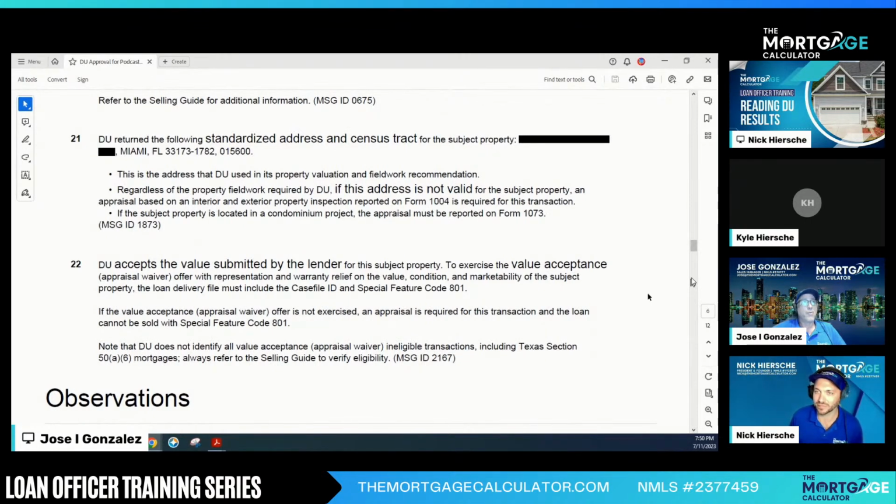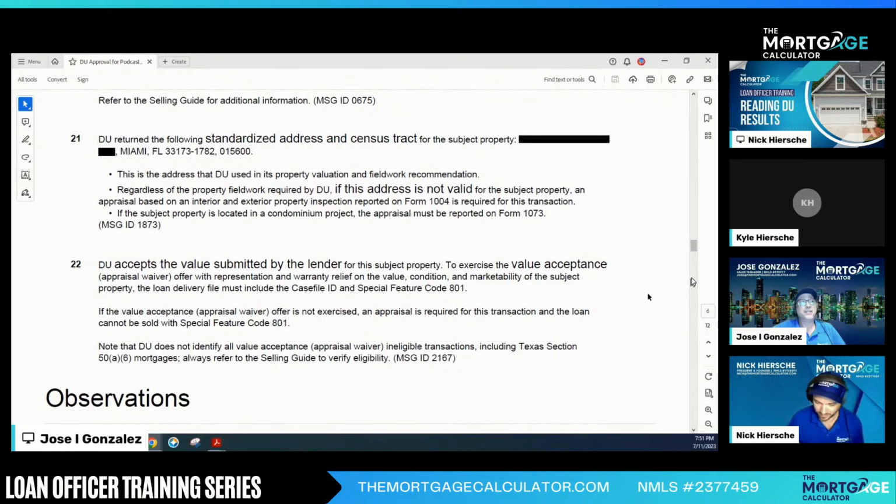The second bullet point is just playing off a little bit of that. It's telling you if you don't get it, you're going to need a full interior and exterior appraisal. This is very important. Bullet point number 3 is letting me know that the appraisal, if I'm going to use an appraisal, must be on form 1073. That's a specific form number for a condo.